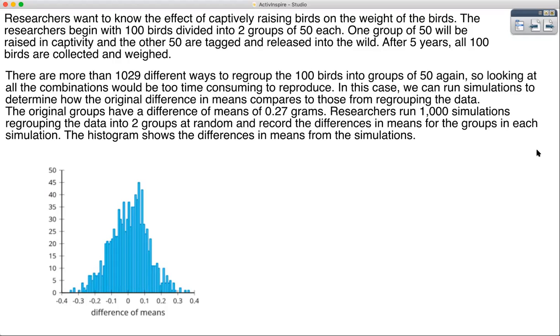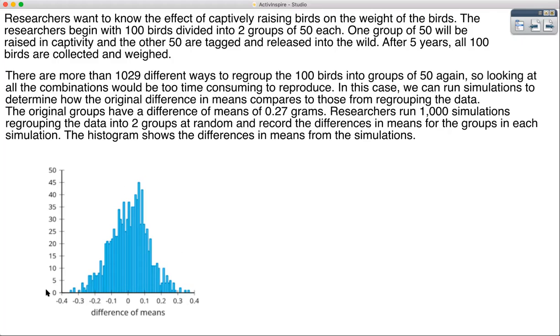There are more than 1,029 different ways to regroup the 100 birds into groups of 50 again. So looking at all the combinations would be too time consuming to reproduce. So in this case, we can run simulations to determine how the original difference in means compares to those from regrouping the data. The original groups have a difference of means of 0.27 grams, and researchers run 1,000 simulations, regrouping the data into two groups at random, and record the difference in means for the groups in each simulation.